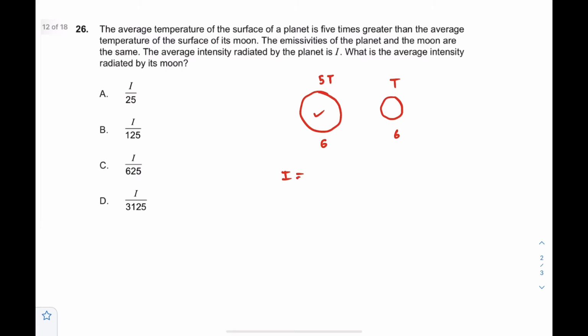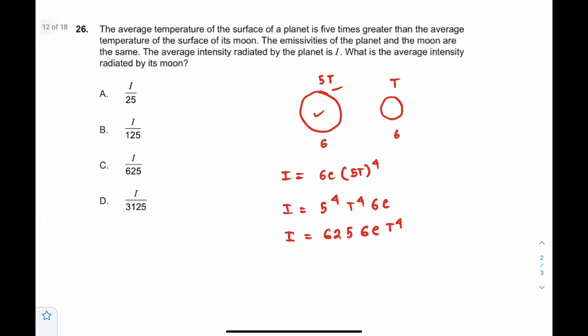So I is equal to sigma E into T to the power 4. That means the temperature to the power 4, okay? What is the temperature? 5T, right? So that means the intensity is actually 5 to the power 4 T to the power 4 sigma into E. Now what is 5 to the power 4? It's nothing but 625, okay? Sigma E T to the power 4, okay?